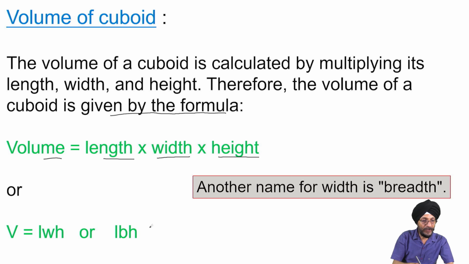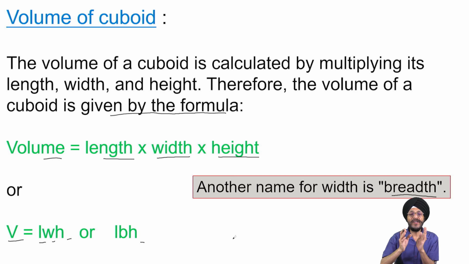volume is represented by the letter V. This is length, this is width, this is height. Or we can also say that width is represented by another name, that is breadth. So we can also say that volume is equal to L multiplied by B multiplied by H.